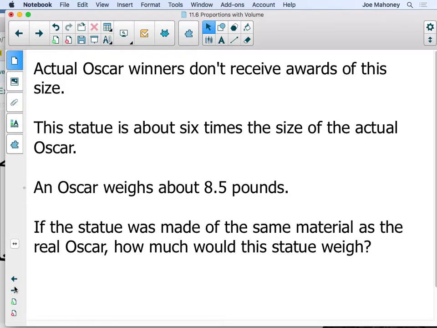That statue is like 6 times as big, and an Oscar weighs about 8.5 pounds. So if the statue was made of the same material, I think it would be heavier. We're going to learn today how to figure out how much heavier it would be. Let's take a peek at an example.